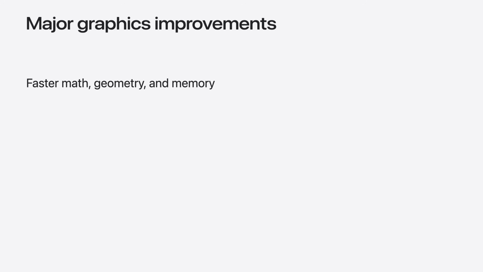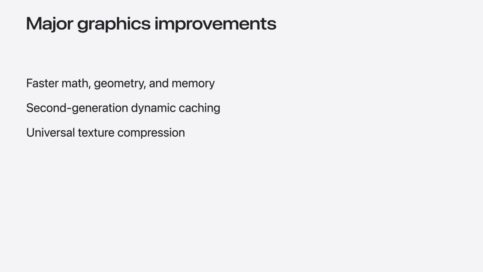M5 GPUs feature second-generation dynamic caching, providing faster on-chip register memory access. The occupancy management unit now monitors a broader set of signals to keep your shaders running efficiently. Compute shader texture writes are now compressed automatically. Your advanced post-processing effects get bandwidth savings without any changes to your code. Third-generation hardware ray tracing brings faster instance transforms, fully hardware-accelerated intersection function buffer indexing, and reduced memory alignment requirements. I'll walk you through each of these, starting with second-generation dynamic caching.